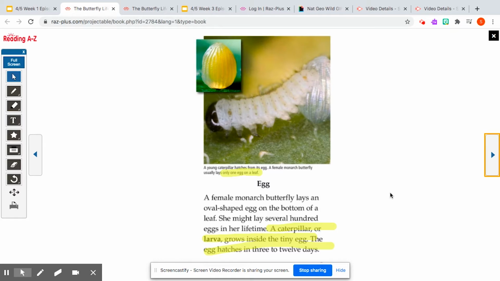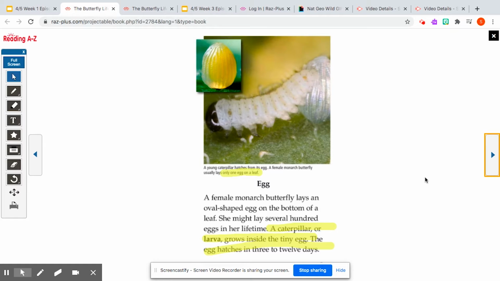The next portion of the book is about an egg. So it started with the whole, and now it is moving to its parts. So let's notice. In this particular page, it shows us the egg, and then it shows us something else. A female monarch butterfly lays an oval-shaped egg on the bottom of a leaf. She might lay several hundred eggs in her lifetime. A caterpillar or larva grows inside the tiny egg. The egg hatches in 3 to 12 days.